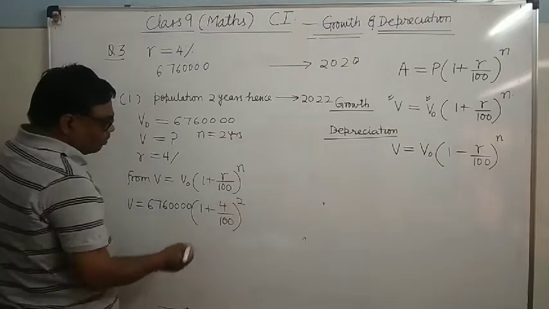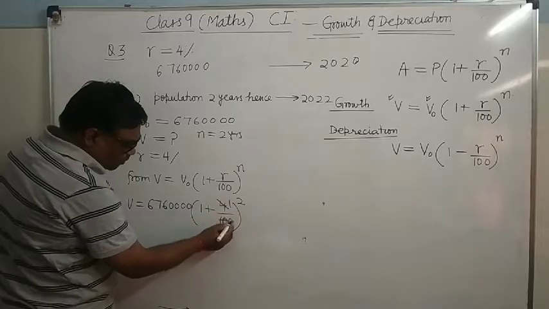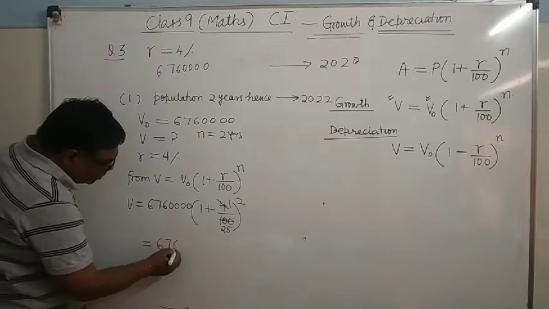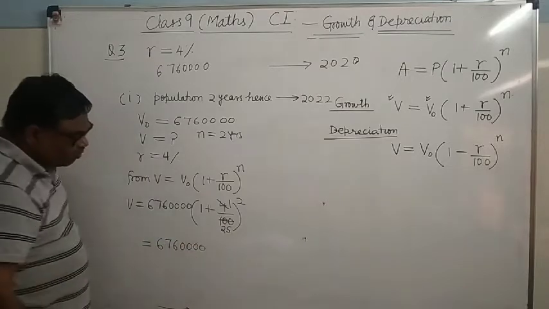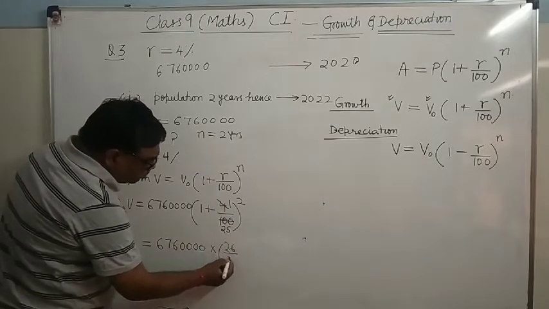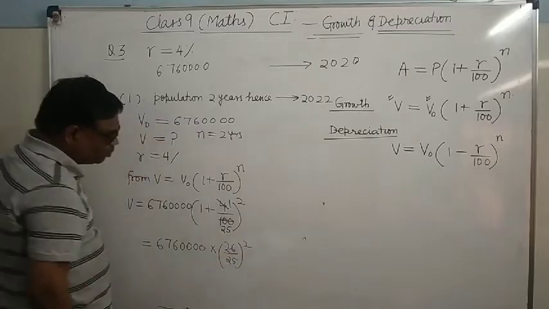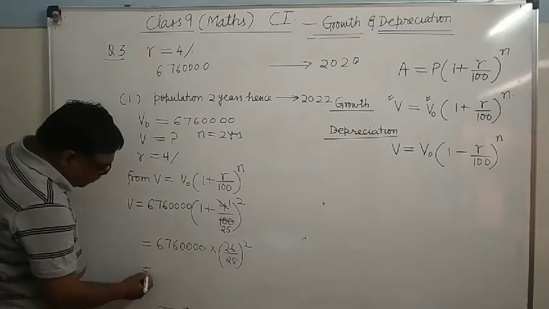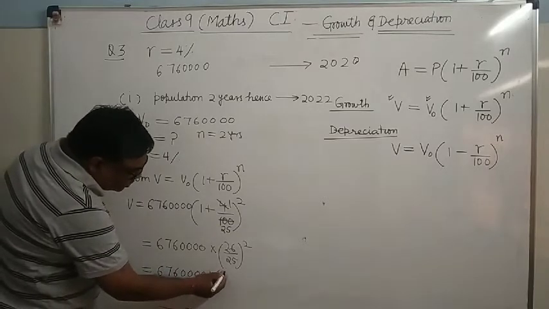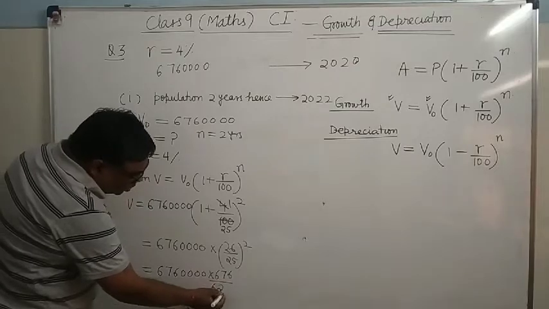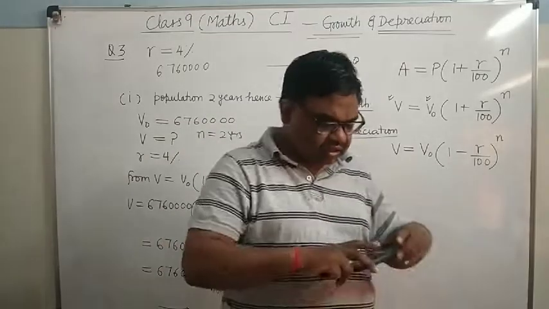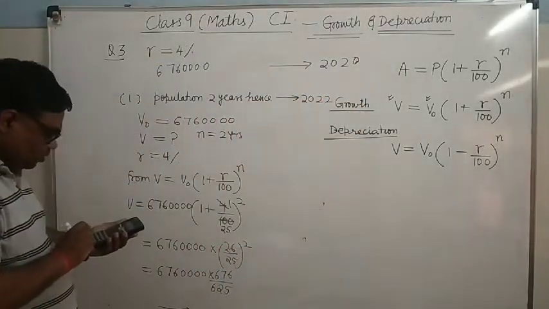So simplify here. 4 by 100 is 1 by 25. This I am writing in the next step directly. 676 times 1 plus 1 upon 25, that is 26 upon 25, whole square. So when you simplify, it is 676 times 676 upon 625. So now I am going to calculate by calculator. In order to save the time, I am doing it this way.